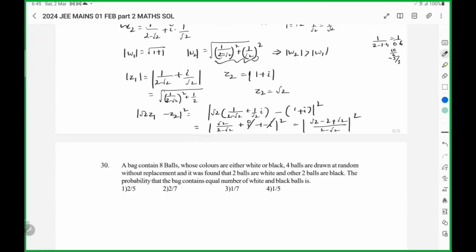So simplification, (2√2 − 2)/(√2 (2 − 1)) square. So it is 2.